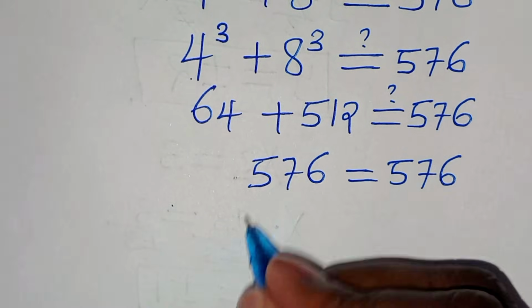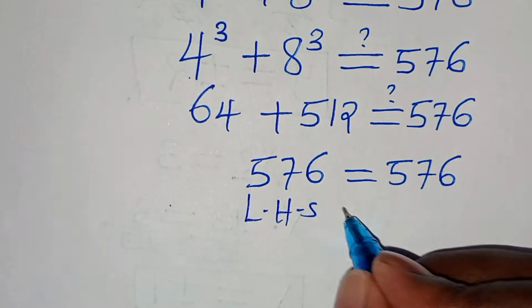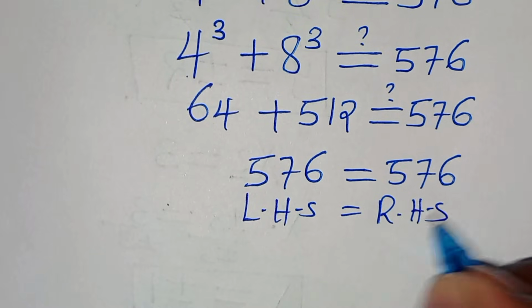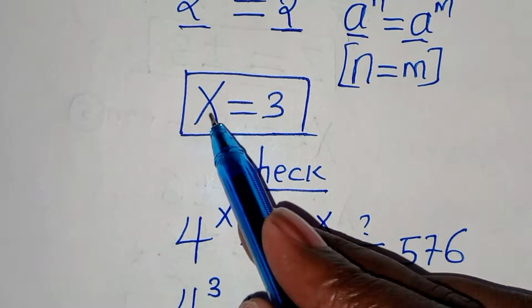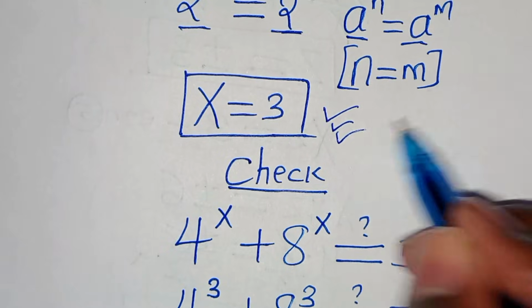So this implies that the left hand side is equal to the right hand side. And this affirms that x equal to 3 satisfies the equation.